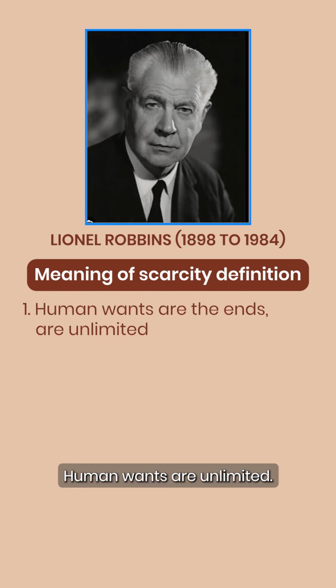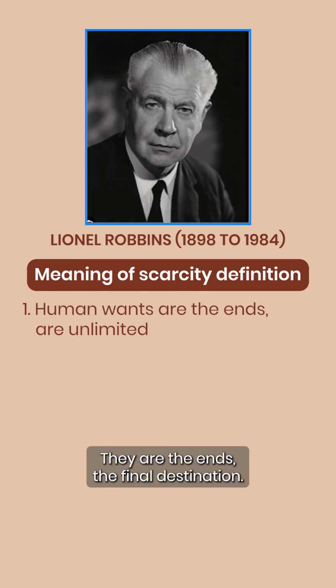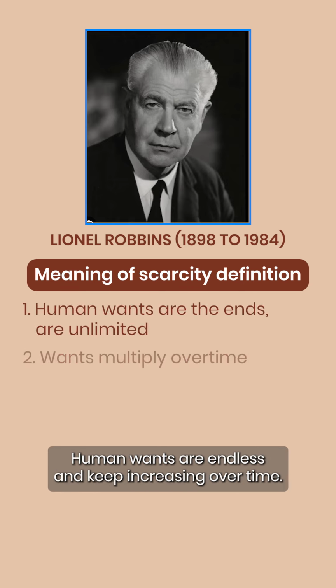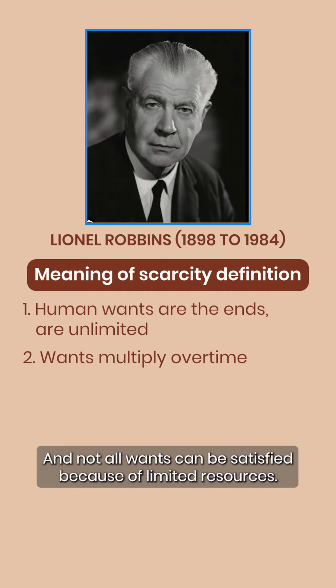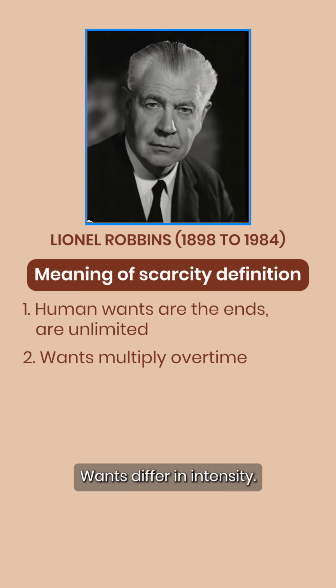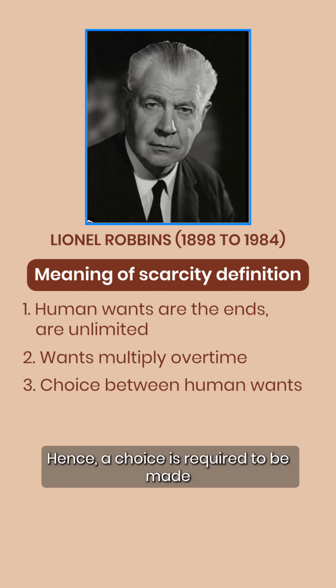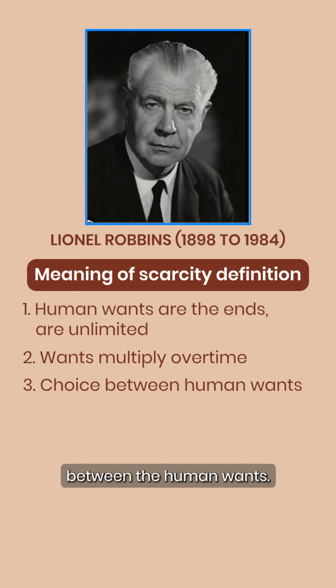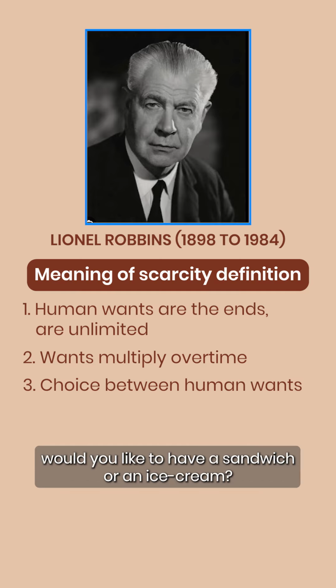Human wants are unlimited. They are the ends, the final destination. Human wants are endless and keep increasing over time, and not all wants can be satisfied because of limited resources. Wants differ in intensity. Some are more urgent than others. Hence, a choice is required to be made between the human wants. For example, in summer, would you like to have a sandwich or an ice cream?